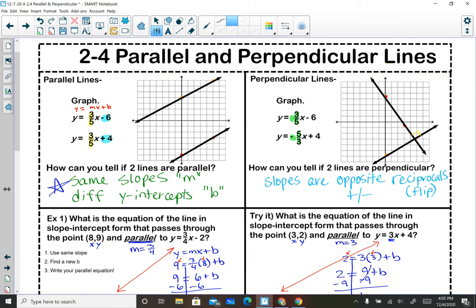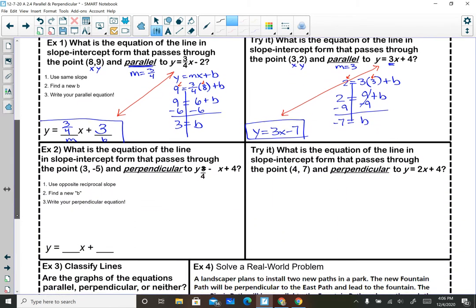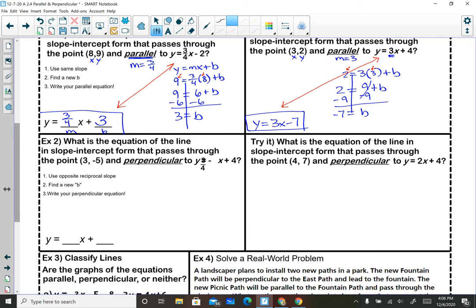So far we are good to go. We have parallel lines have same slopes, but they have to have a different B. These ones have to have opposite reciprocal slopes. The B can be the same or it can be different. It doesn't really matter. Okay, so that's what we know we have to have at this point. So I'm going to come down here and I'm going to look at this example.